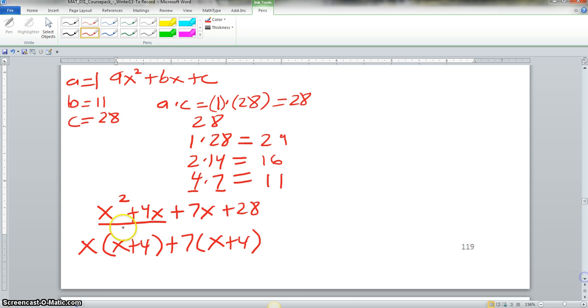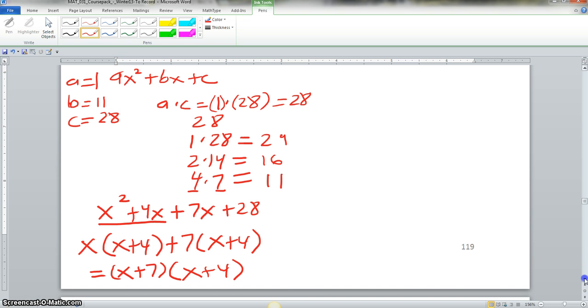Now that we've done this, we need to finish this problem off. In one of the parentheses, we write everything that's outside of these two parentheses, which is x plus 7. And then in your other parenthesis, you will write one of the two repeating parentheses, and it's x plus 4. And that is your final answer.